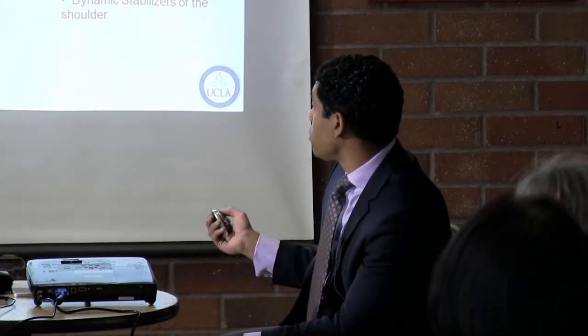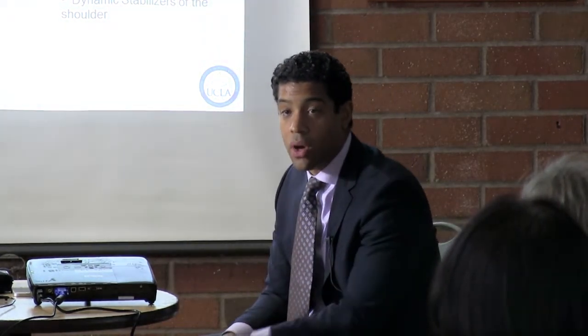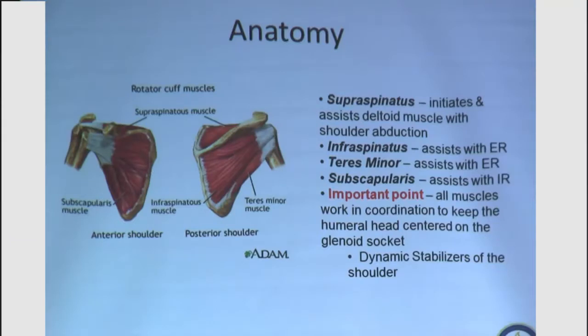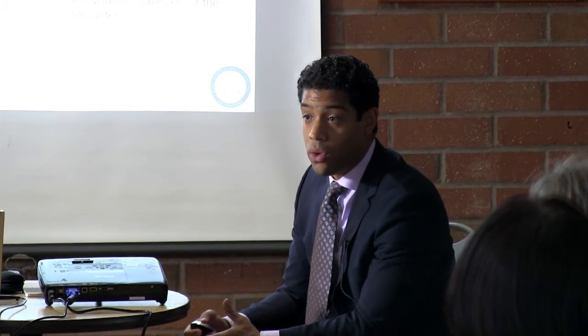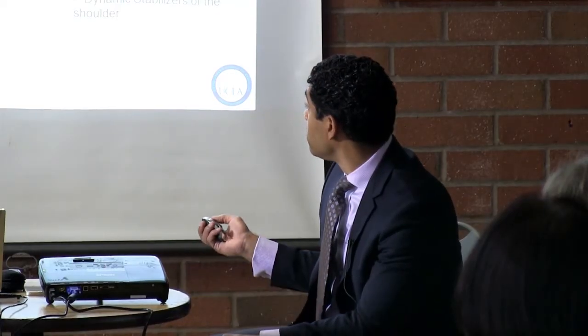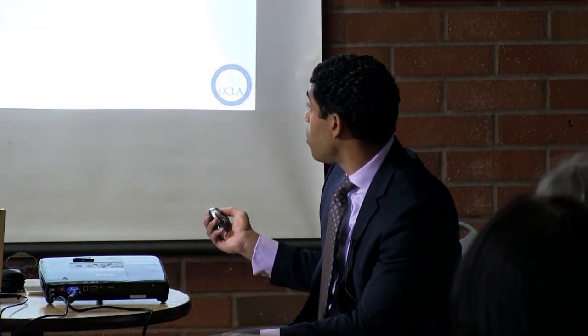All these muscles work in coordination to keep the humeral head centered on the glenoid socket. The glenoid is the socket of the shoulder. It's important for all these muscles to be equally as strong and as healthy as one another in order to coordinate function as you move the shoulder around. Any problems with one of these muscles could lead to problems with the other. You know, it's like the domino effect. In terms of stabilization, all these muscles also work to dynamically stabilize the shoulder.